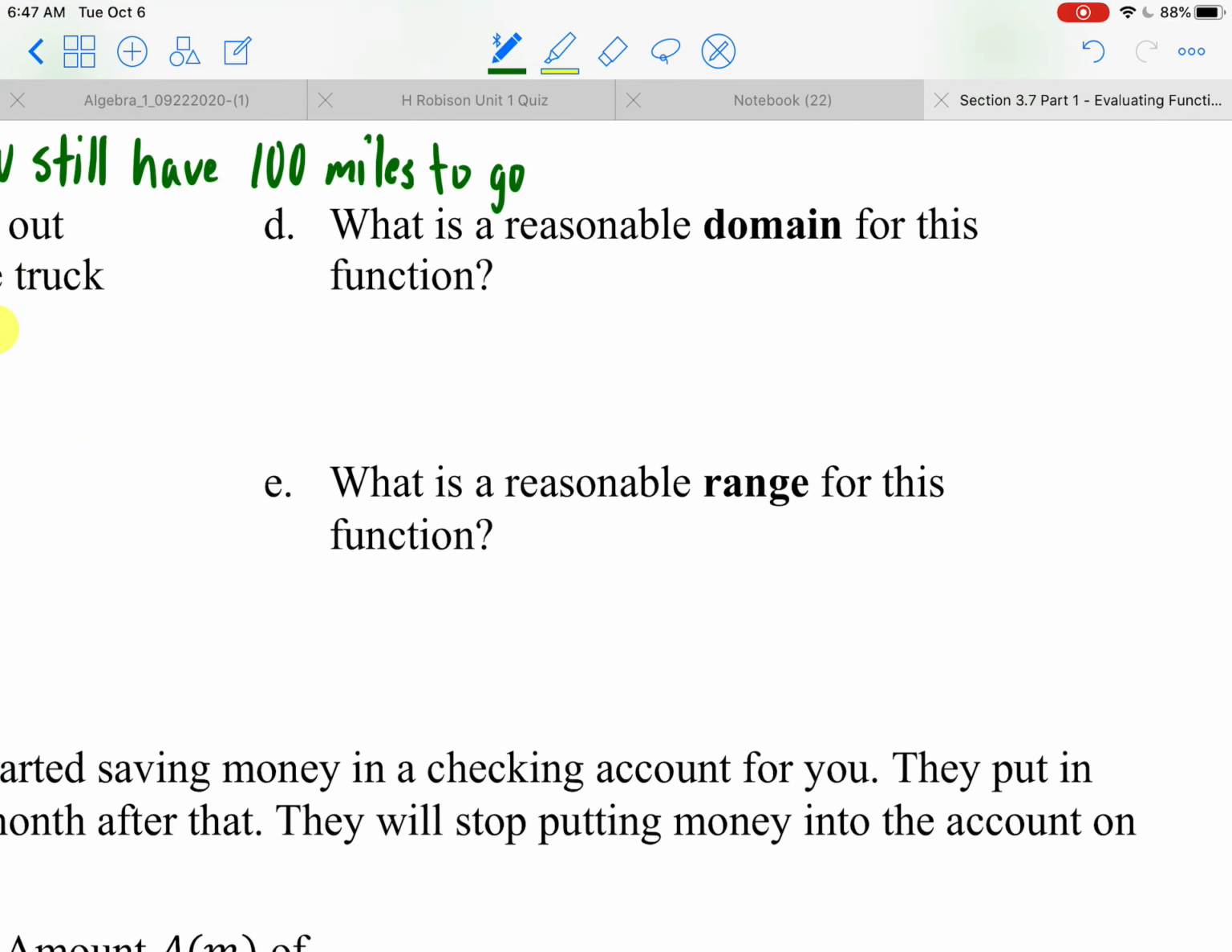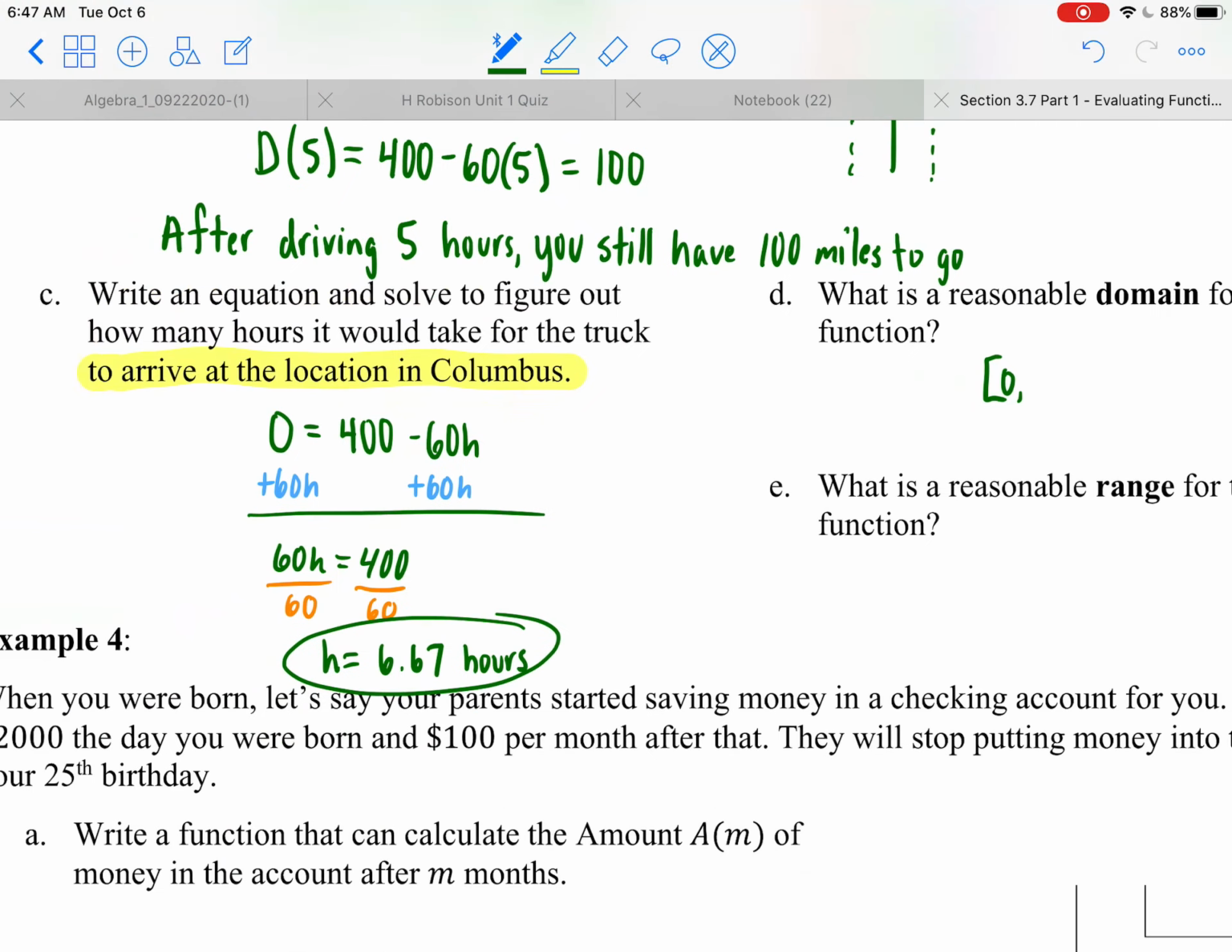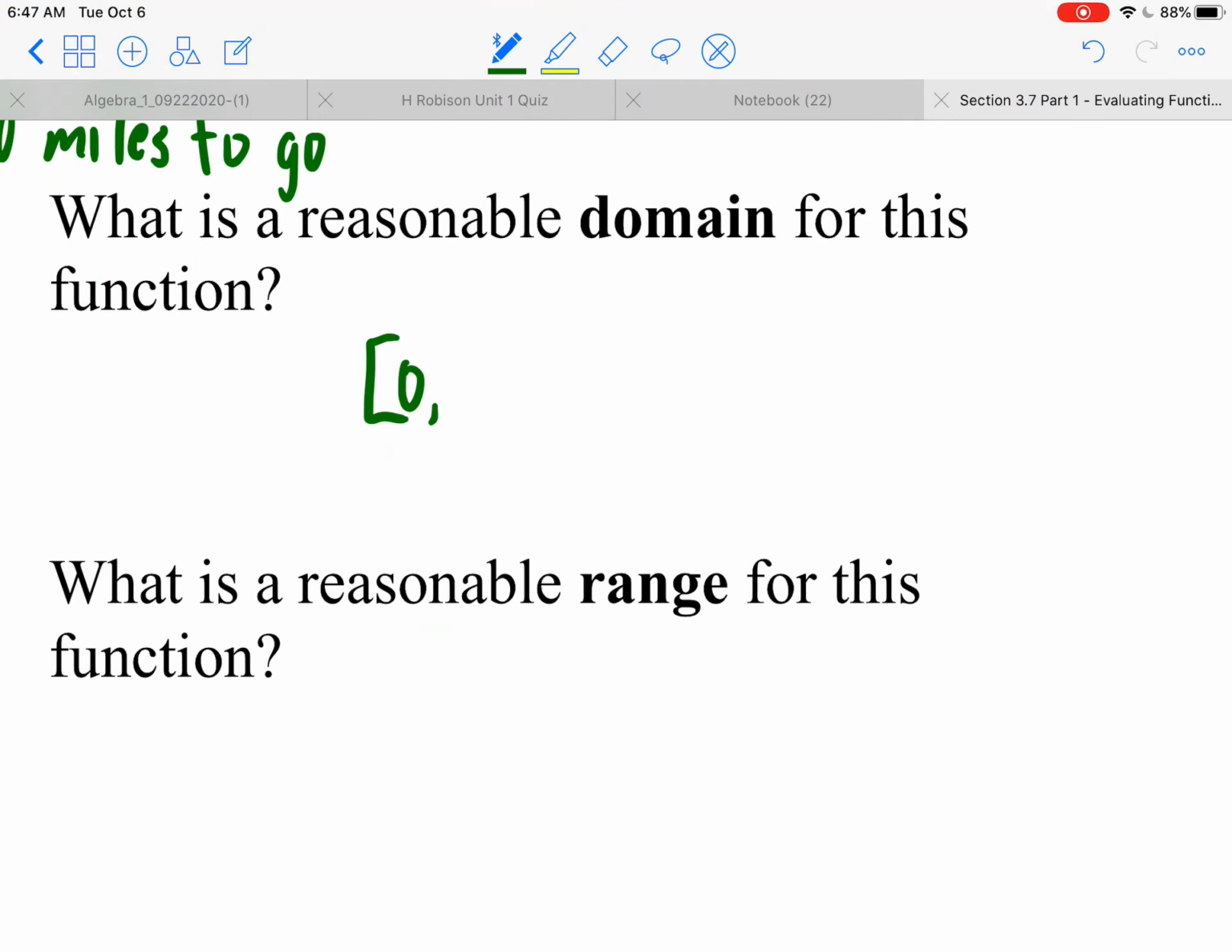What's a reasonable domain for this function? So remember, the domain is the number of hours that we've driven. So I'm going to say that the least number of hours you could drive is 0. It doesn't really make sense to drive a negative number of hours. And then the most number of hours you could drive would be this 6.67, right? Because you can't drive more than that because you've already arrived. So let's say 6.67. That's the most number of hours you could drive.